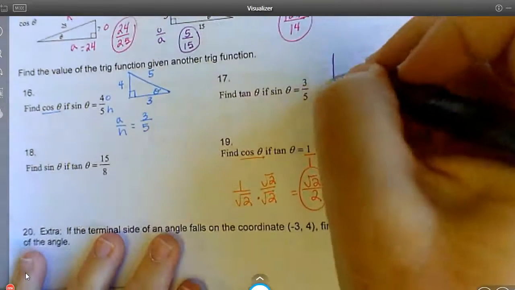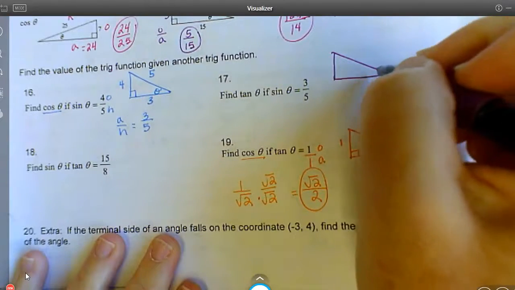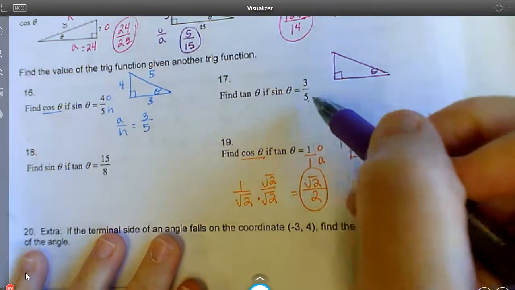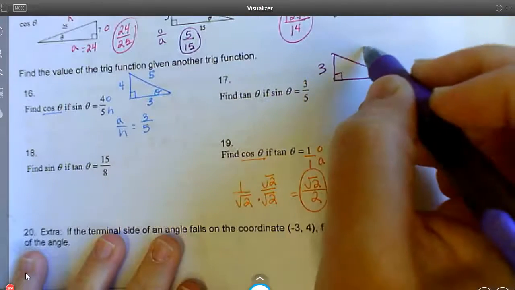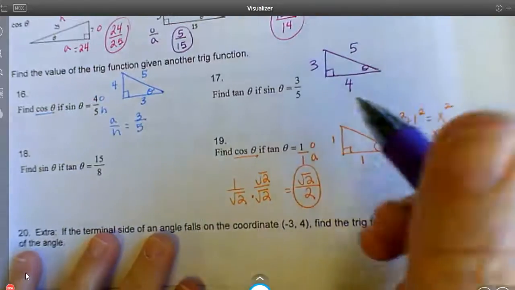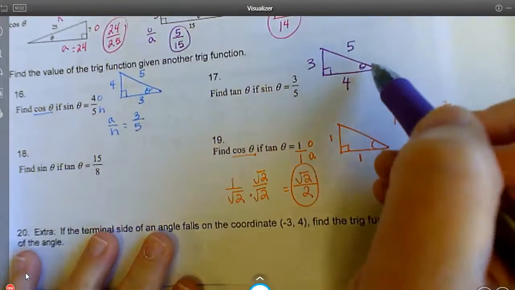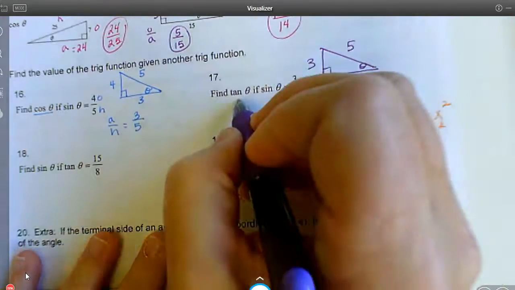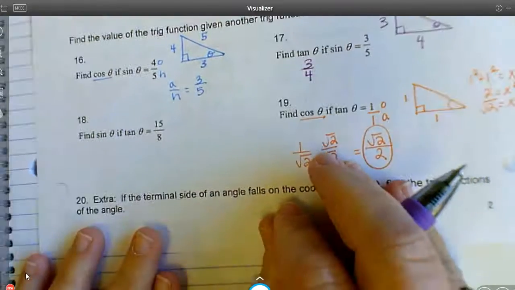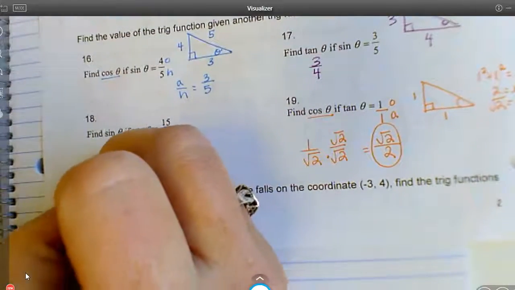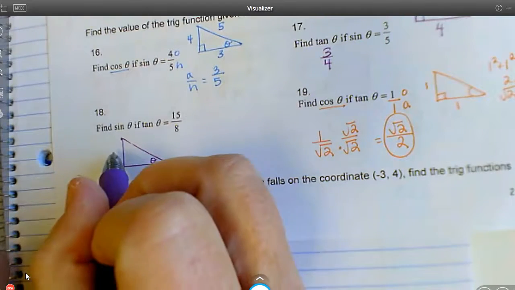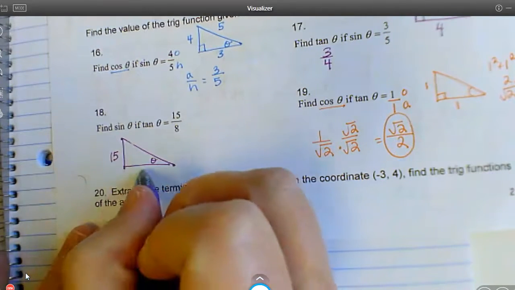Alright, so on 17, when I draw my triangle, put my angle down there, 3/5, that's opposite over hypotenuse. So that's 3 and 5. If I do Pythagorean Theorem, I'm going to get 4 for this other side. I want tangent. Tangent is opposite over adjacent, so it's 3 over 4. Right, and then this one tells me that tangent of the angle is 15 over 8, so 15 is the opposite and 8 is the adjacent.